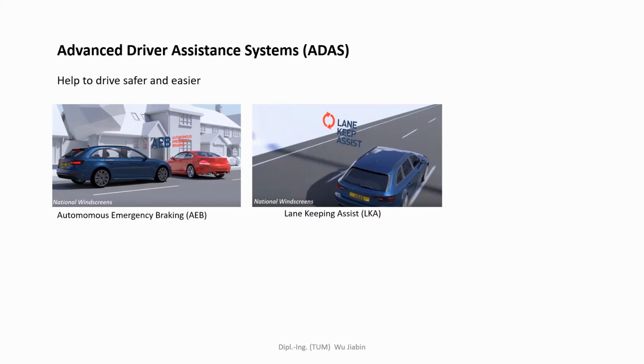Second example, lane keeper. The system is designed to ensure the car stays in its lane. If the car deviates from its lane, the lane keeper will take steps to correct it.